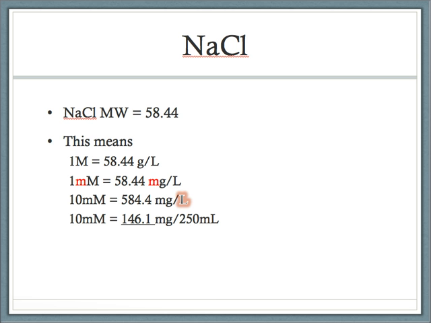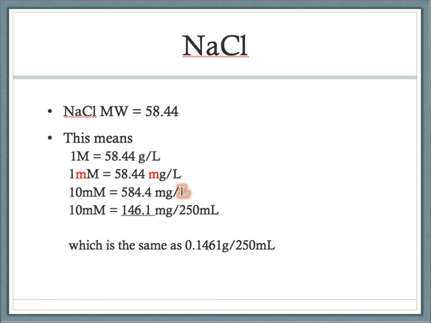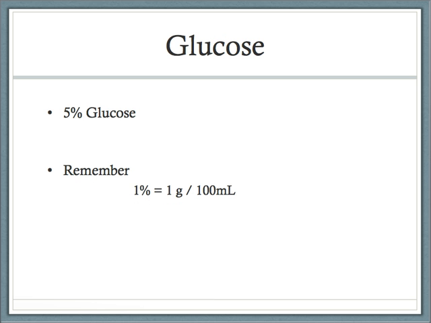A lot of people prefer to work in grams, and that's totally understandable because a lot of the weighing scales are set to grams. So we can convert this easily by just dividing by 1,000 to get 0.1461 grams in 250 mLs. So now we know how much salt we're going to have to weigh out. Let's go to the other solution, glucose. This is a bit different: no molarities, and actually we don't need molecular weights.